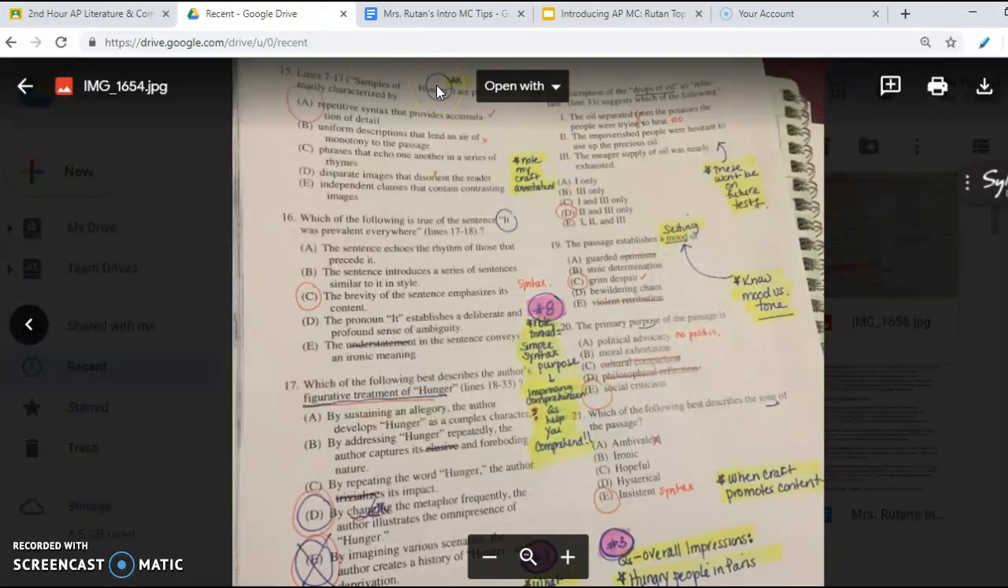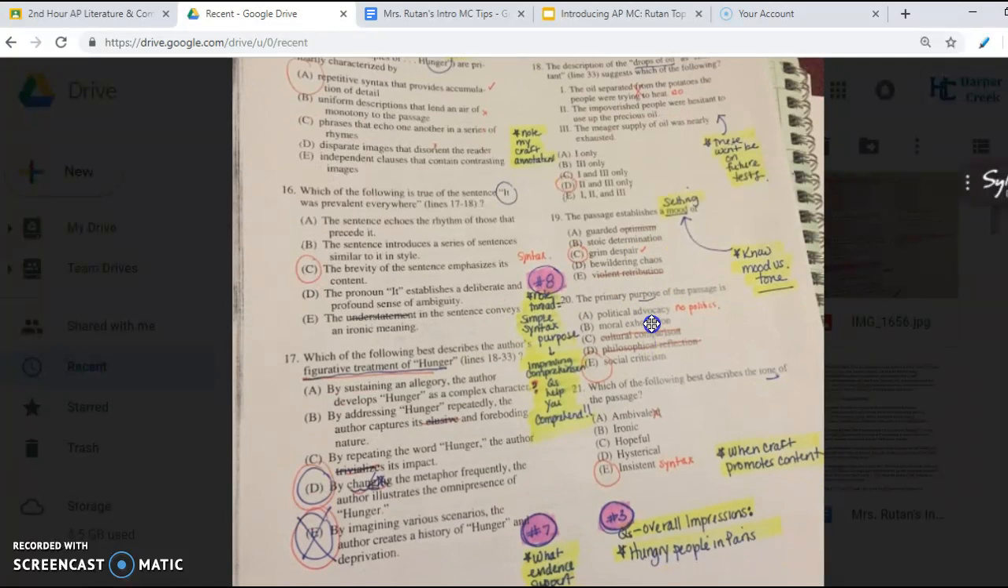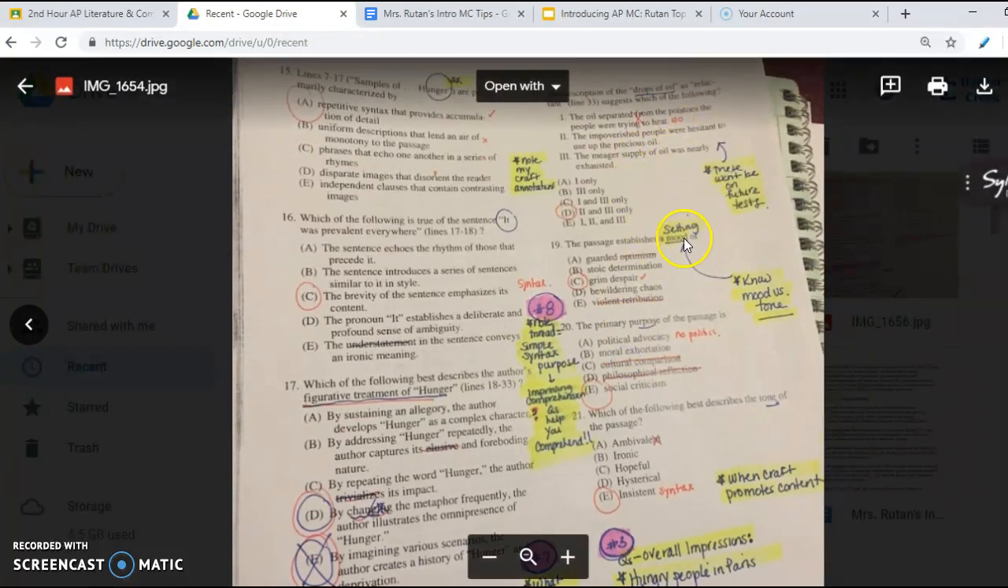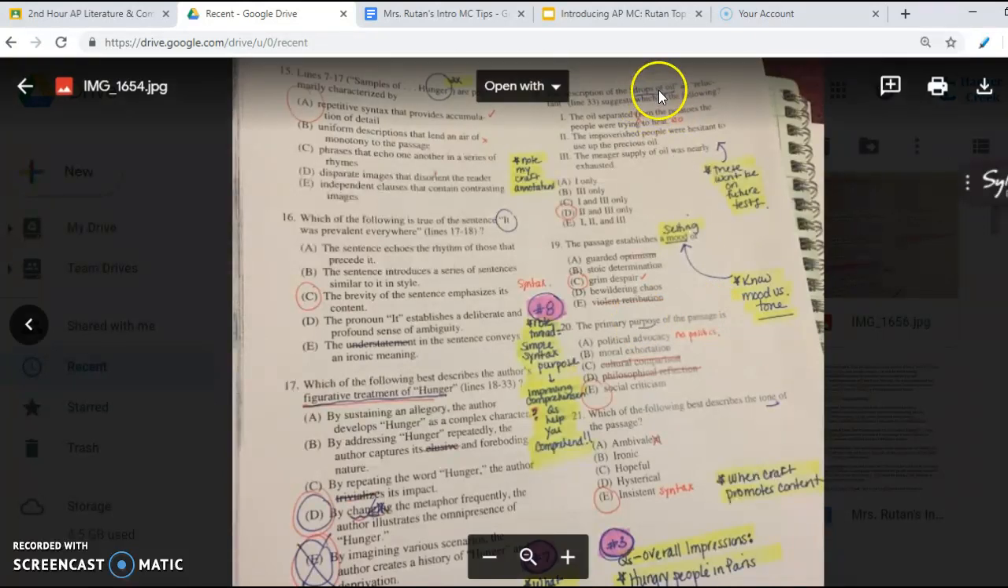Then I noticed what's called a thread. A thread is basically a reoccurring motif or theme or focus. This is the second time the word hunger has shown up. Also, hunger is capitalized, which might be important. I look down, and here's a third situation of hunger showing up. Over here there are a couple of other minor things we might talk about later, but they always like to look at tone and the overall purpose of the passage, which are common, but they did mention drops of oil.